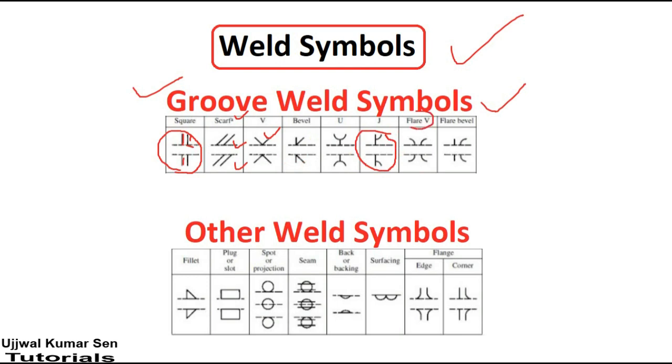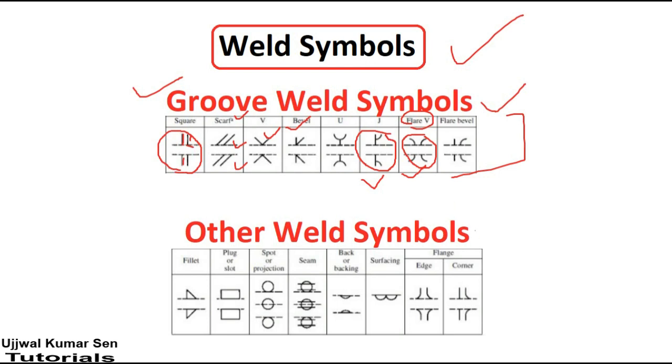Now let's talk about flare V. You have to remember these two, J and flare V; these are very important from the examination point of view. And this one is flare bevel, which is like the bevel joint, right? So guys, these are basically types of joints. Other than these there are T joints also, but those joints are not that important for engineering drawing purposes. Those joints we study in machine design and even machine drawing. That is the main difference, right?